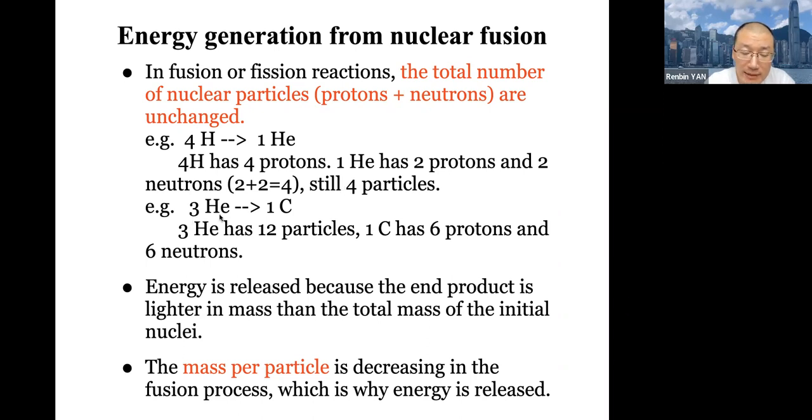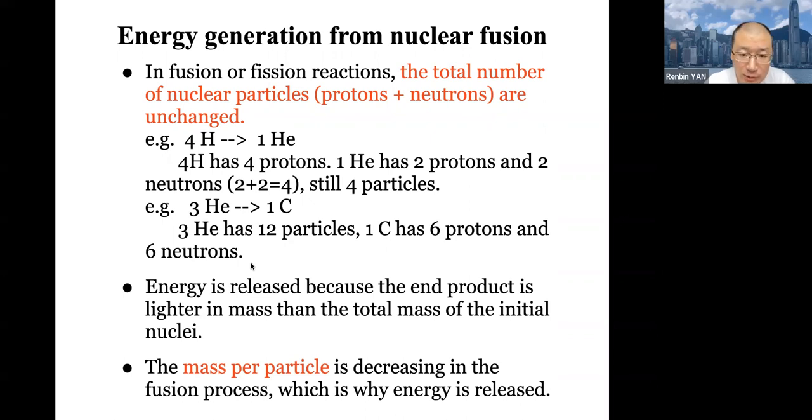When you turn 3 helium nuclei into 1 carbon nucleus, 3 helium nuclei has 6 protons and 6 neutrons, so a total of 12 particles. And 1 carbon nucleus also has 6 protons and 6 neutrons, so also 12 nuclear particles, so the total number did not change.